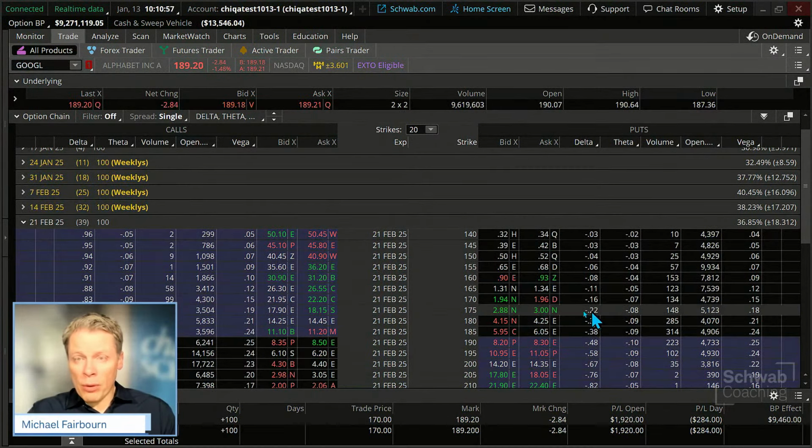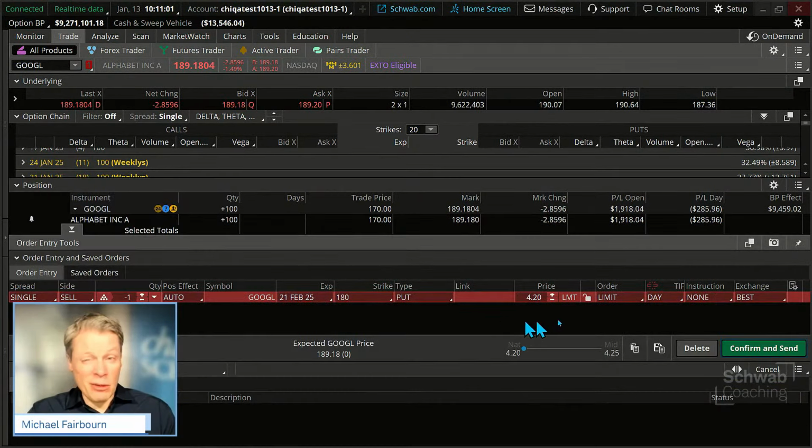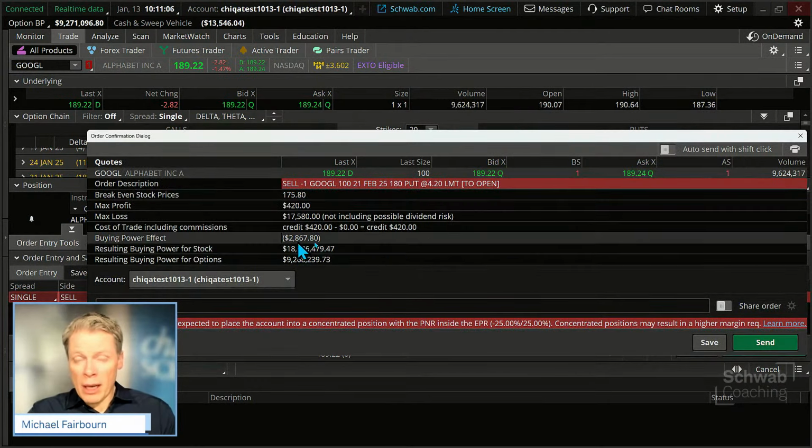We'll use, let's say, for example, a 30 delta. And I'm going to click on this. I'm going to talk about the delta here just real quick. But if I click on that delta, the margin requirement is about $2,800.